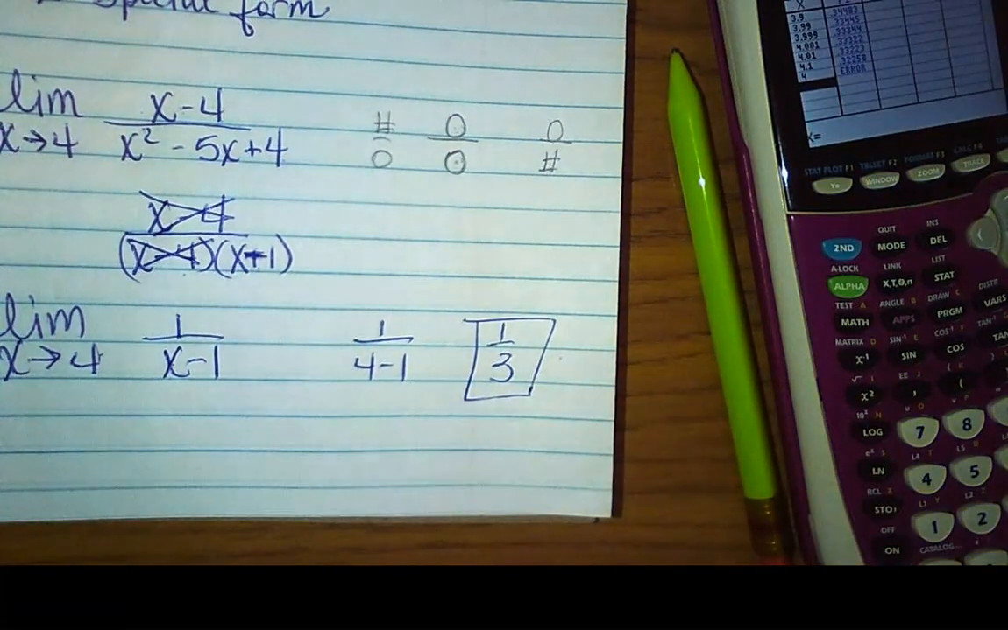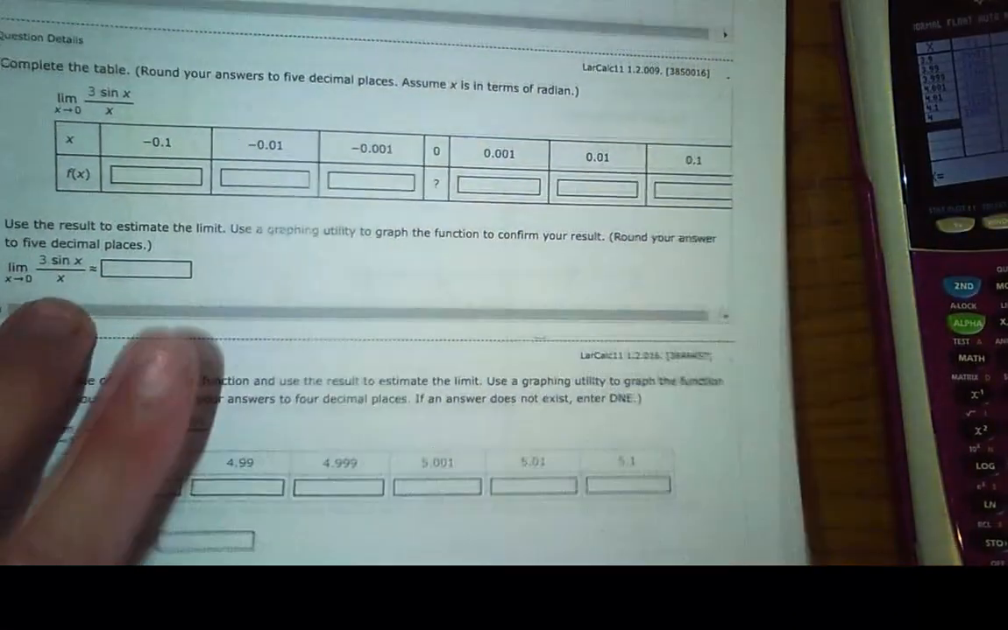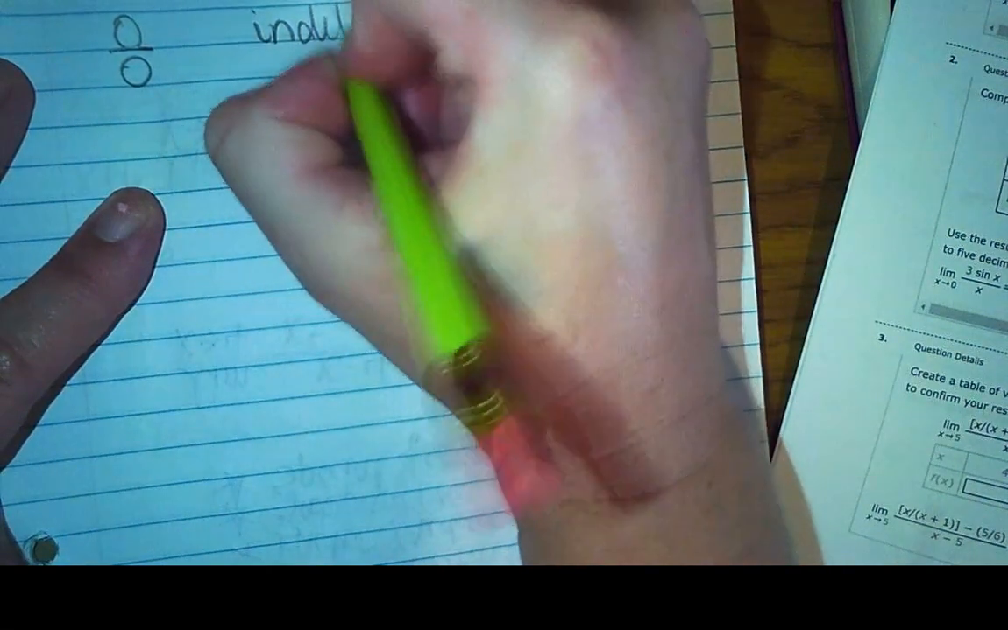Okay, so let's do a couple more. For number 2, this is going to be another thing that you're going to need to remember when you're going into Cal 2. First of all, remember that 0 over 0 is called indeterminate.